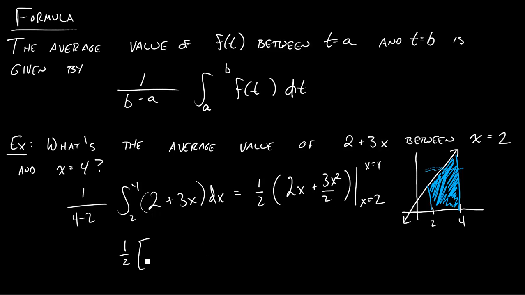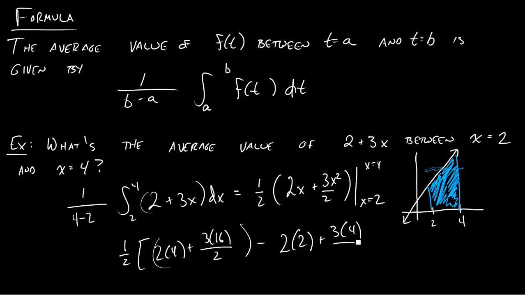And then from x equals 4, so we'll have 2 times 4 plus 3 times 16 over 2, and then we'll have minus 2 times 2 plus 3 times 4 over 2, right? So this is the x equals 4, and this is the x equals 2. Now you can work this out in your head if you're good, or you can just do it in your calculator. If you do it in your calculator, you will get 11.